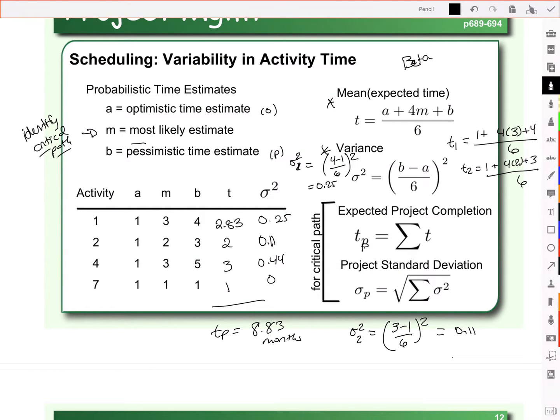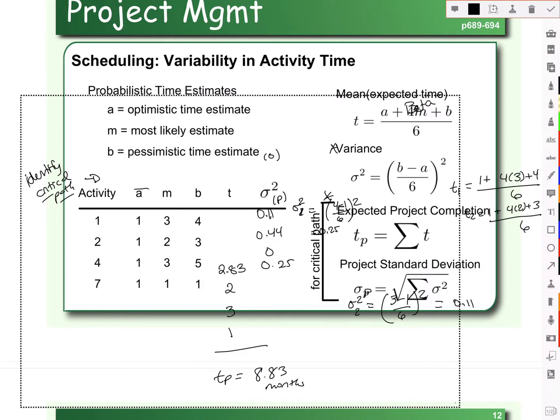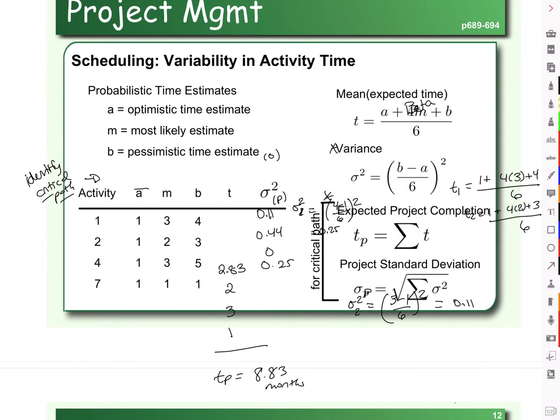Now we want to know what the probability of completing the house is, so we need to combine this together to figure that out. So the next thing we need to do is find the project standard deviation.